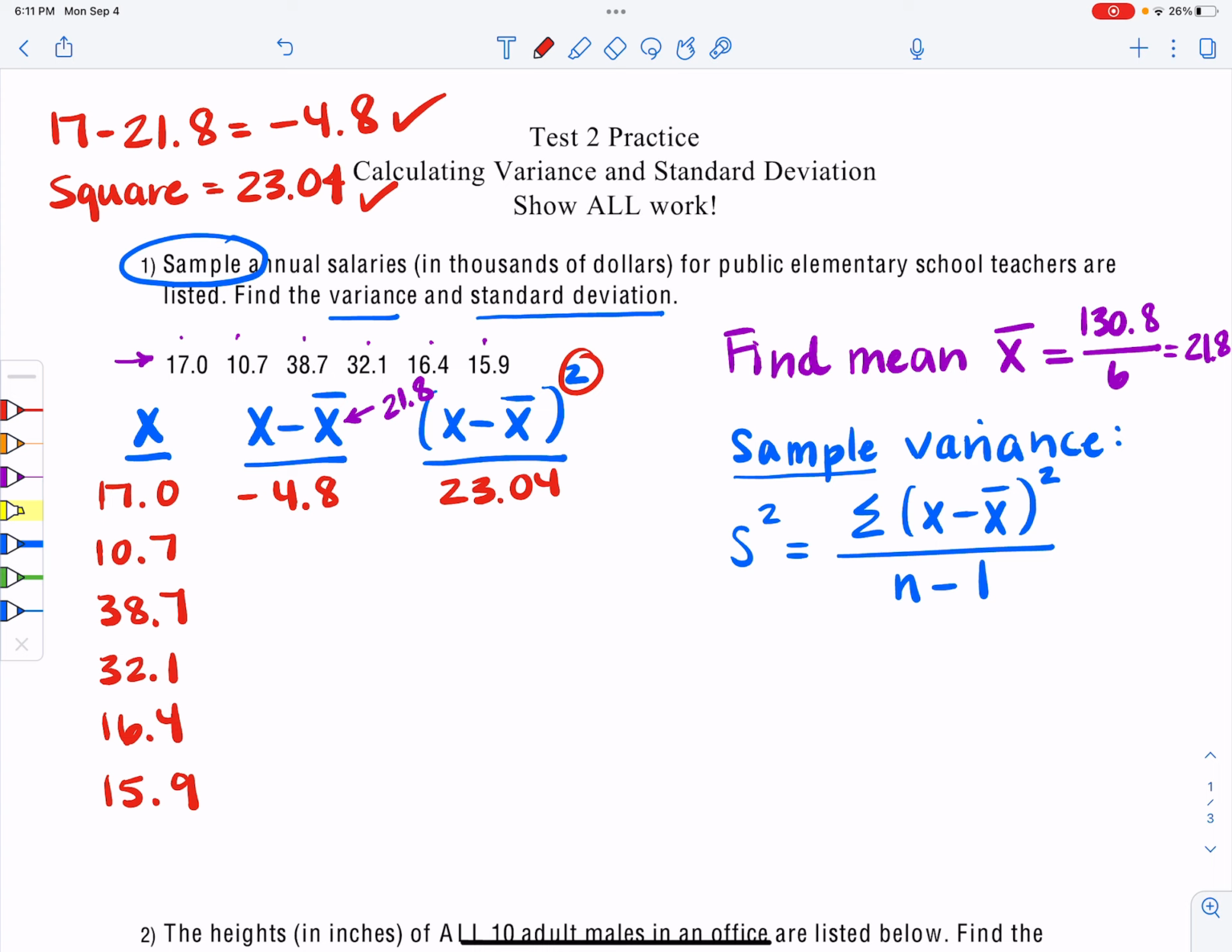Okay, so I'm going to do that for every value. Take 10.7, subtract the mean, and square it. Same thing with 38.7. Subtract that same mean of 21.8 and square it.